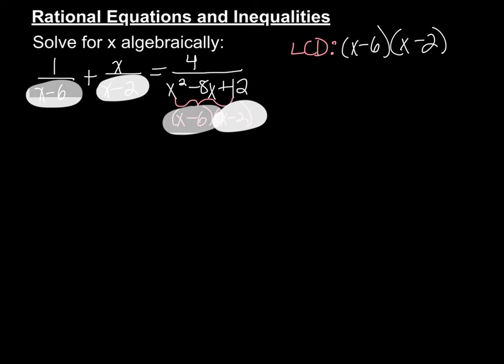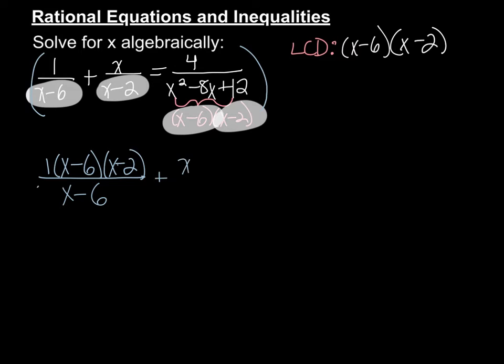Now, in order to have all of the denominators cancel out, because that's what we want to happen when we have an equation, we're going to multiply this entire thing by the LCD. Now, I'm going to write it out so that you can see what's happening. So basically, the 1 is getting multiplied by the x minus 6, x minus 2, and the denominator is still x minus 6.